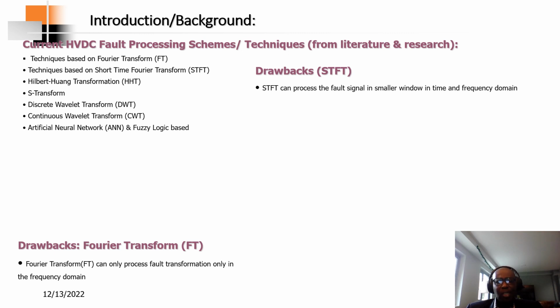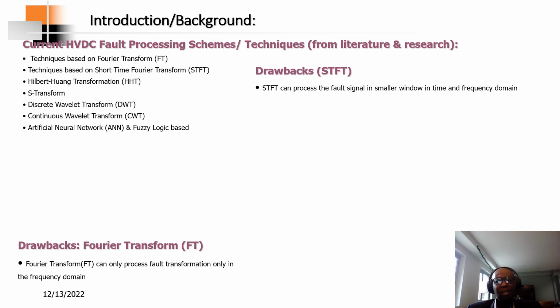Now let's talk about the short-time Fourier transform. The short-time Fourier transform was introduced to mitigate some of the drawbacks that were associated with the Fourier transform. Remember, I made mention that the Fourier transform can only process fault transformation in the frequency domain, which is not ideal for a DC fault signal. So the short-time Fourier transform was introduced to mitigate the drawbacks associated with the Fourier transform.